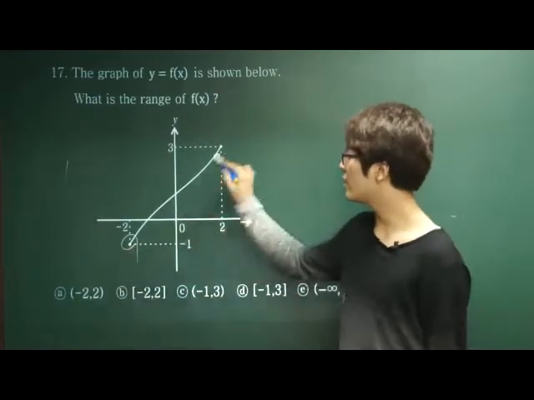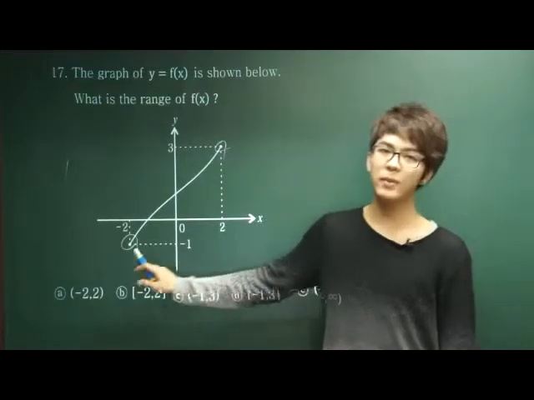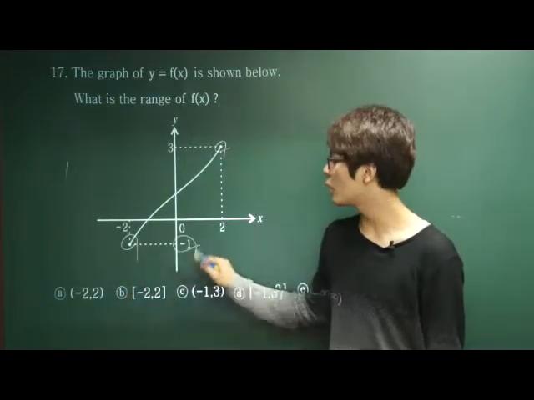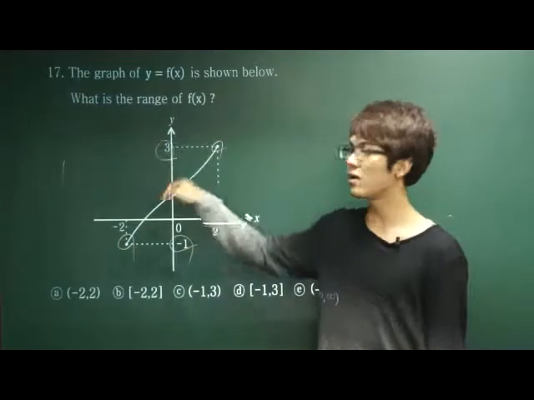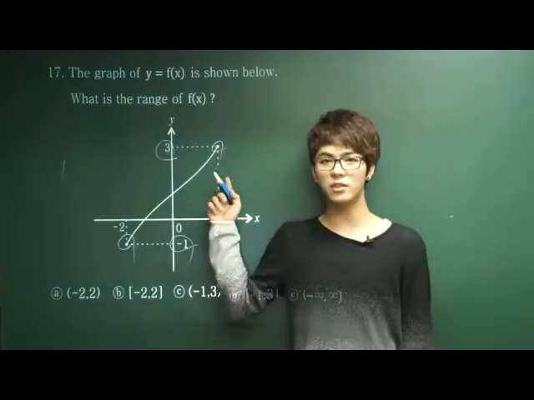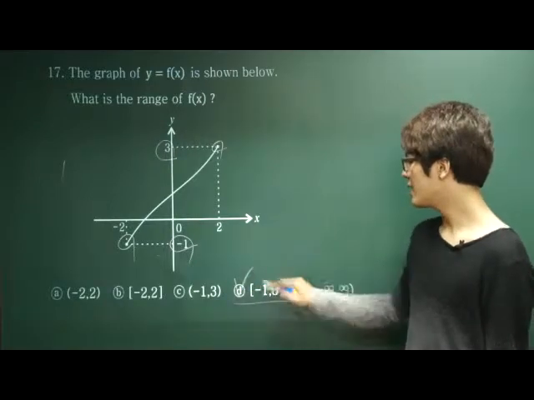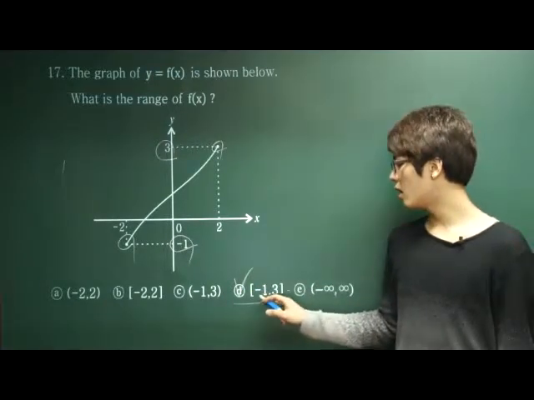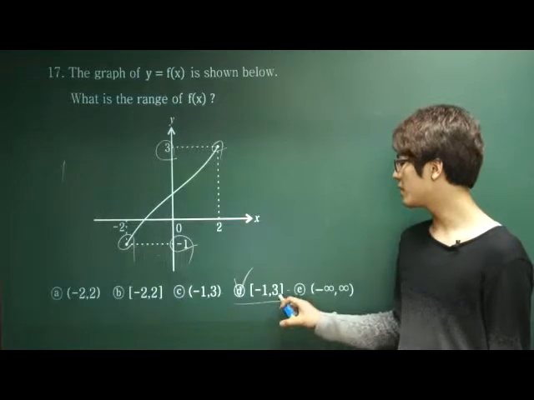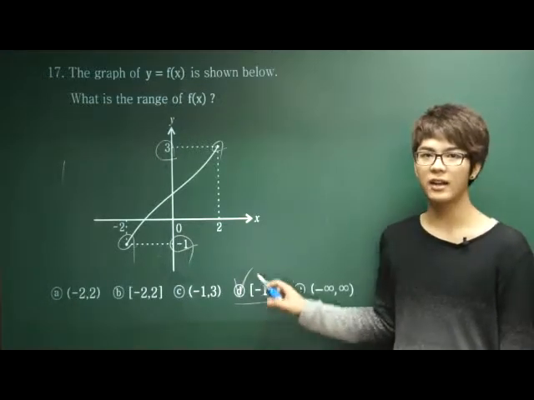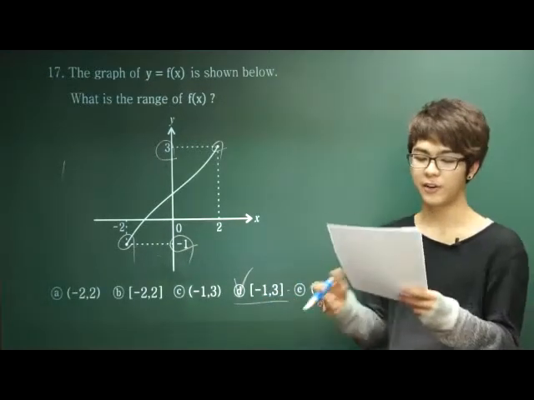I see the minimum point here, I see the maximum point here. What is the minimum point here? It is negative 1. Maximum point is 3. Therefore, what is the range of this graph? It is greater than or equal to negative 1, but less than or equal to 3, right? Therefore, D is the correct answer.